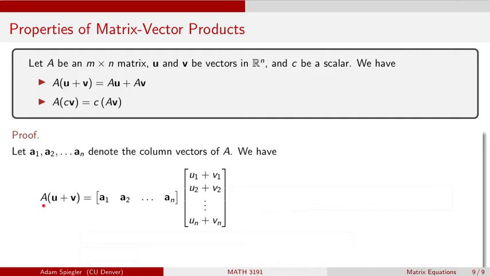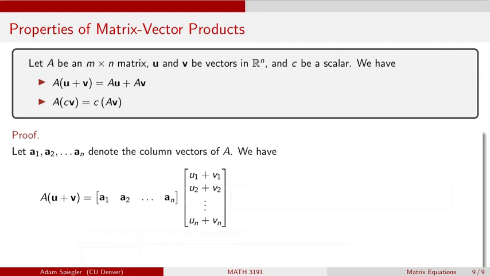Well, then we have A times u plus v. So here I'm going to write matrix A. These are not scalars, right? These are each column vectors in Rm. And we're multiplying this by u plus v. So we're going to say u1, u2 up to un. These are the entries of vector u. v1, v2 up to vn are the entries in vector v. Therefore, the sum u plus v would be u1 plus v1, u2 plus v2, and so on.